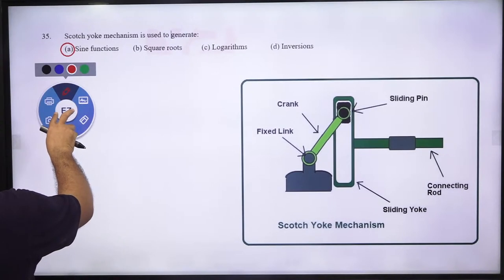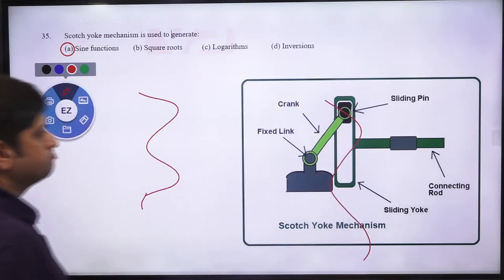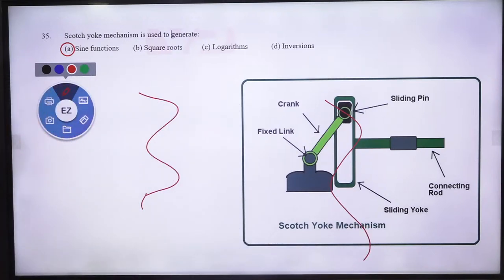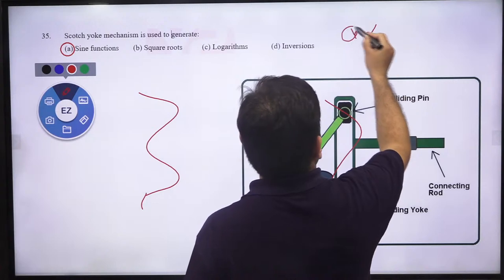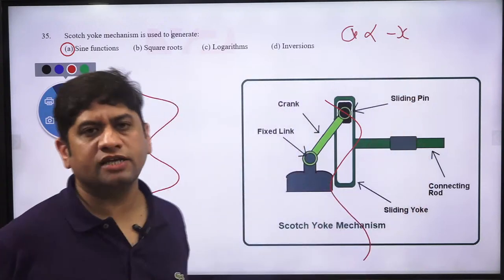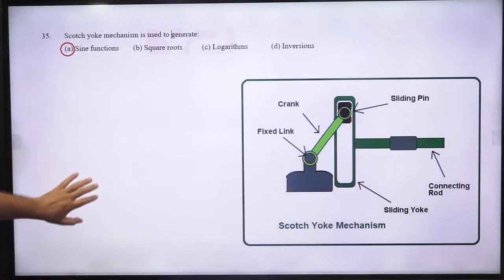What kind of motion is sine and cosine? This is sine graph or cosine graph or both? This is both. It can be a sine graph, it can be a cosine graph. So it is used to generate the sine and cosine graph. Simple harmonic motion. What is simple harmonic motion? Acceleration is proportional to minus of displacement. So the Scotch yoke mechanism displays simple harmonic motion.